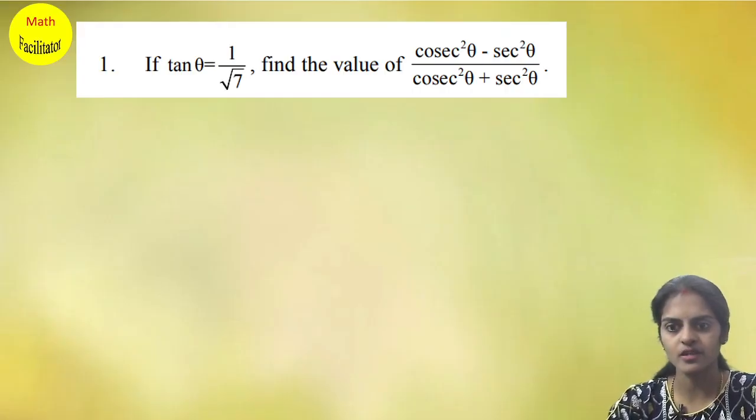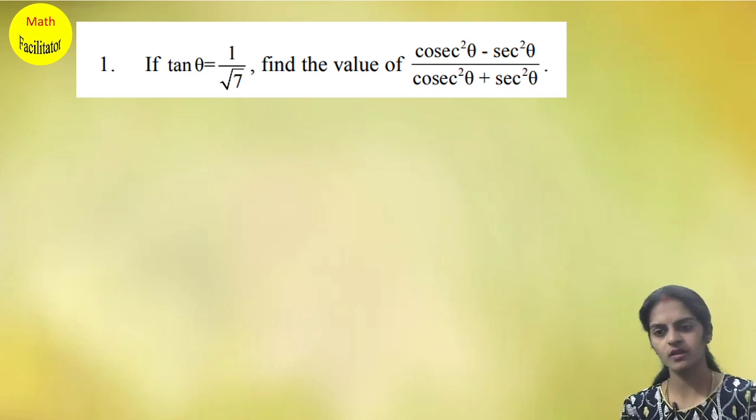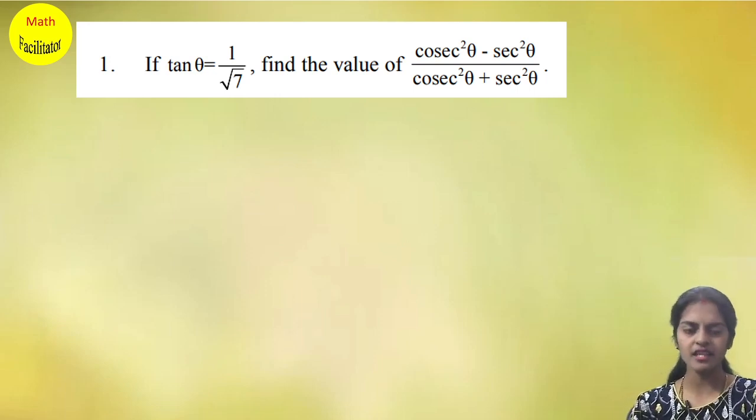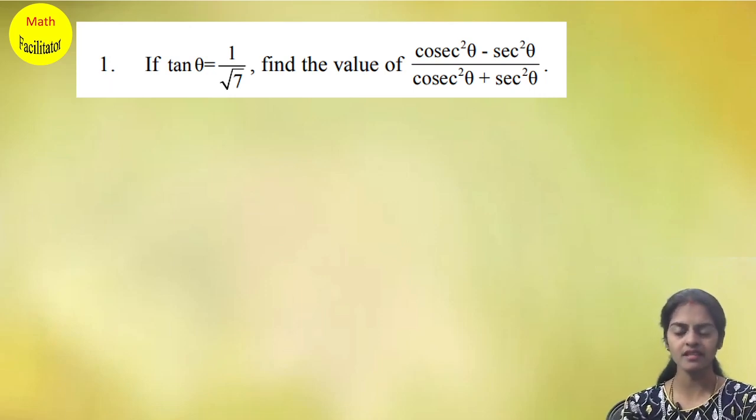So the very first question is here. All these are the questions from Abyasa Deepika. So the very first question is: if tan theta is 1 by root 7, find the value of cosecant square theta minus secant square theta divided by cosecant square theta plus secant square theta.